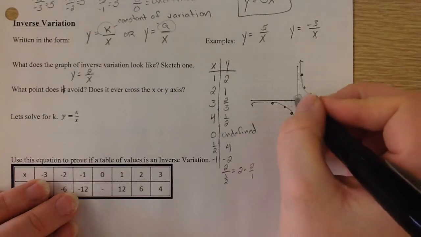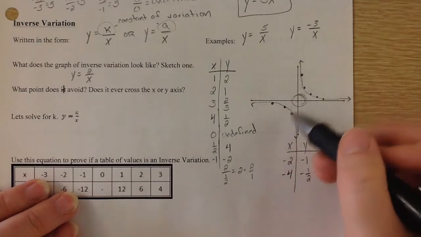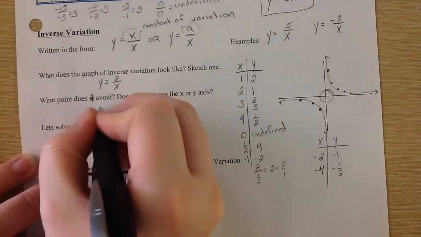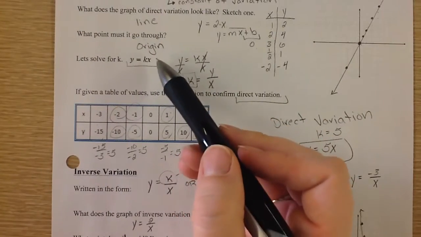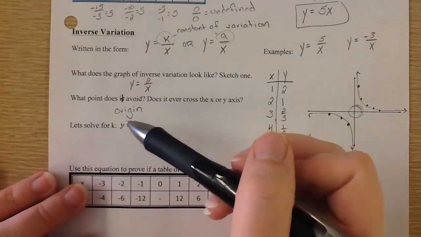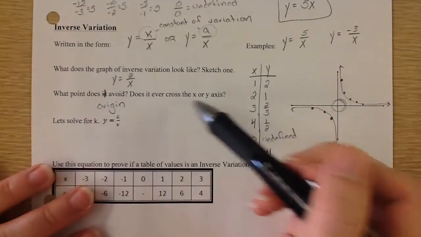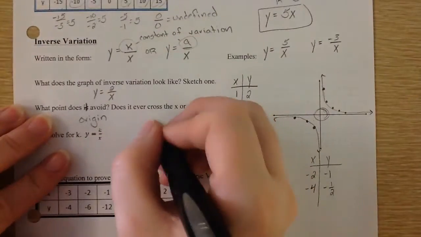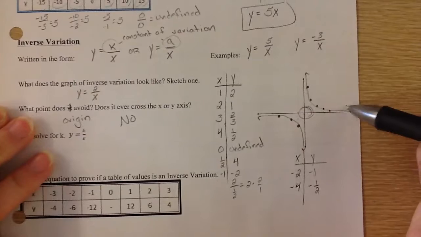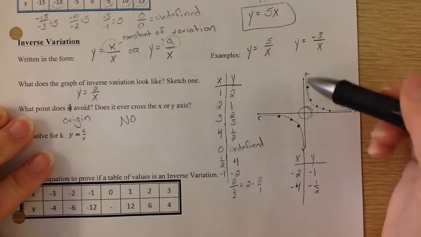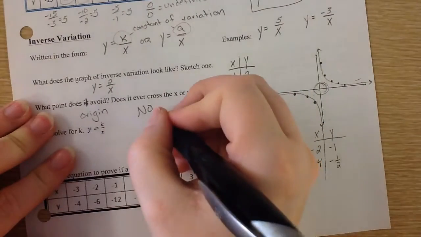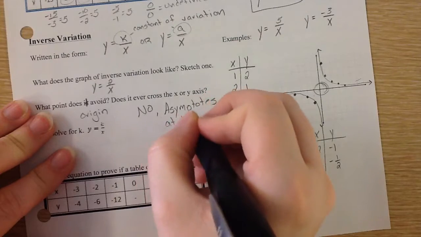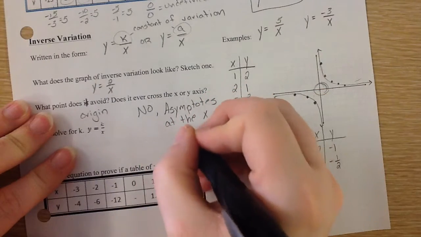What point does it avoid? Well, if you notice here in my origin, my graph basically goes around and doesn't go anywhere near the origin. So it avoids the origin. Unlike our direct variation that went through the origin, our inverse avoids it at all costs. Does it ever cross the x or y axis? Well, if we look here, it keeps getting closer and closer to 0, but never actually crossing. So no, it doesn't. And it never actually crosses the y axis either. Those are what we call asymptotes. There are asymptotes at the x and y axis.